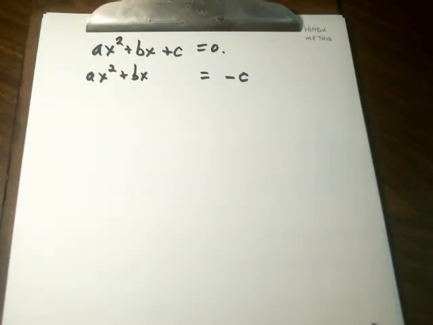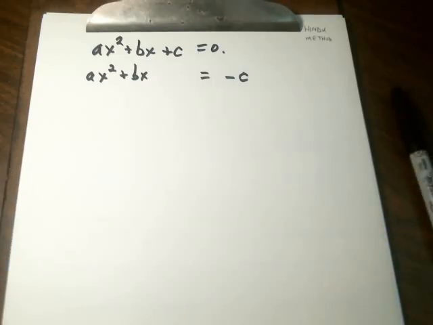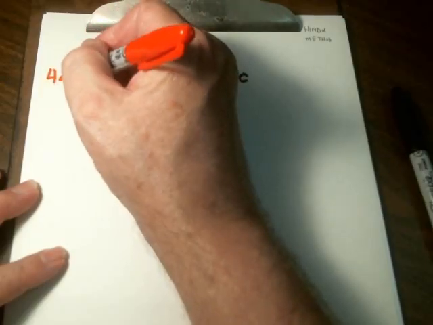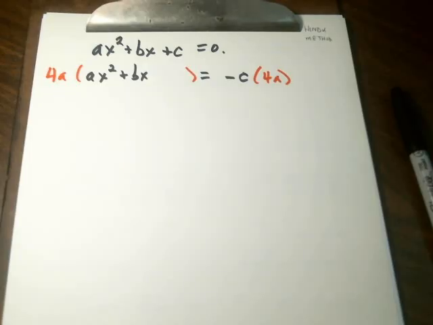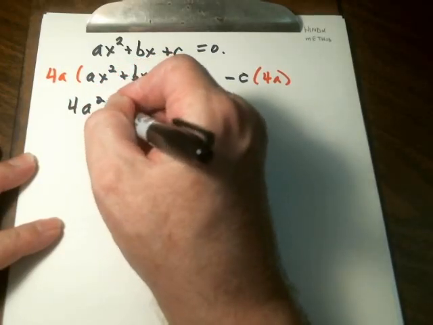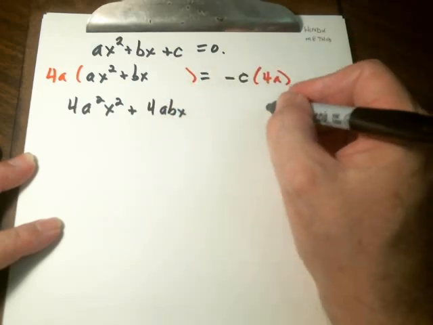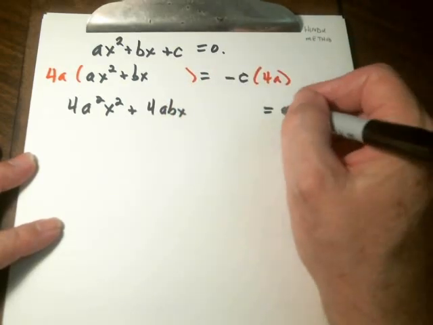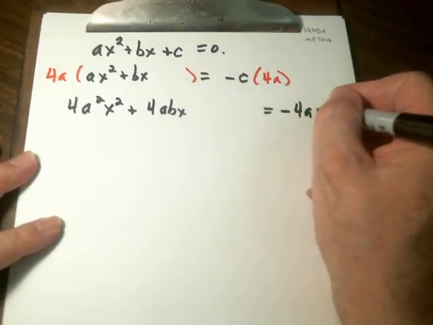alone over there. And the next step is to multiply both sides by 4a. So we'll do that. Multiply both sides by 4a. After having done that, distribute the left side, expand the left side. We'll have 4a squared x squared plus 4abx equals, well, let's change the order a little bit on the right side just for nicety, negative 4ac.